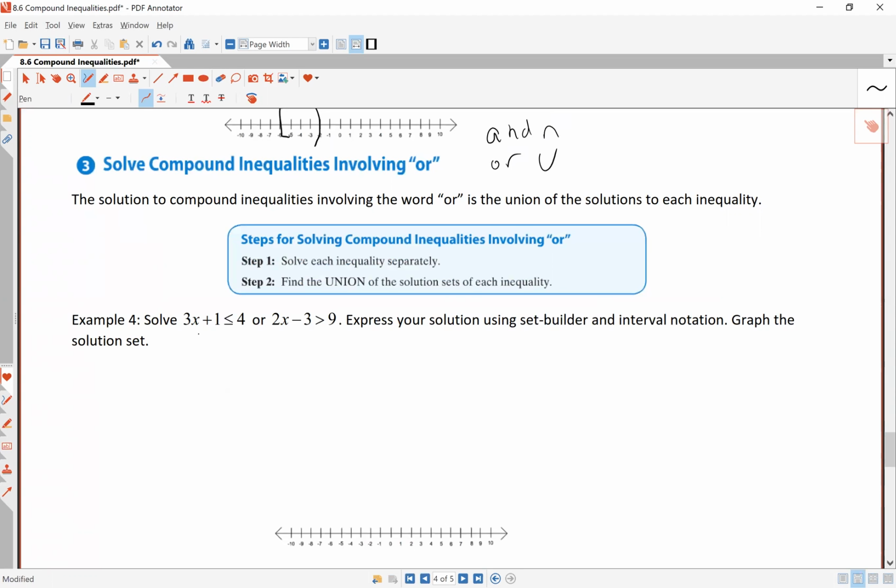inequality. 3x plus 1 is less than or equal to 4, or 2x minus 3 is greater than 9. 3x plus 1 is less than or equal to 4 says that 3x is less than or equal to 3 by subtracting 1 from both sides. Dividing both sides by 3, we get x is less than or equal to 1.